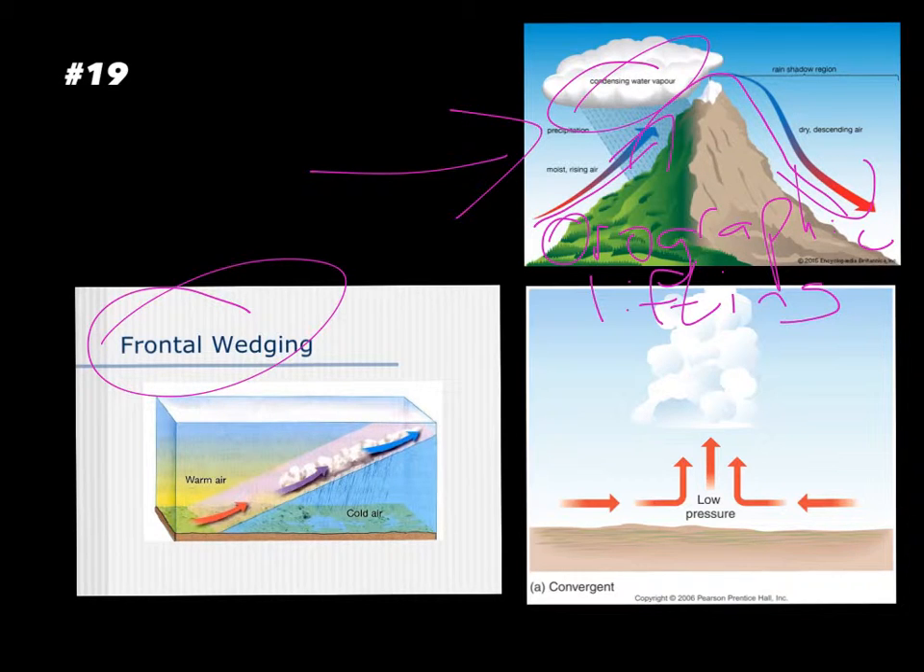Pretty much with frontal wedging, the warm air rises over the top of the cold air, and eventually the warm air will replace that cold air. So what you want to remember is the warm air is moving over the cold air and eventually will replace the colder air. This is an example of a warm front right here.